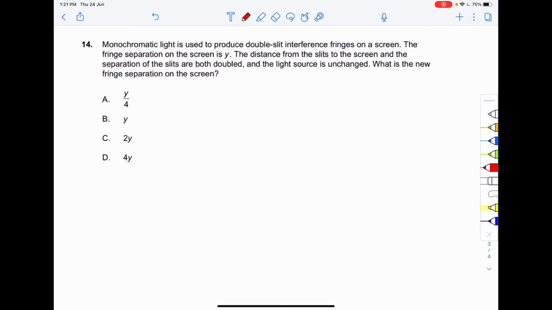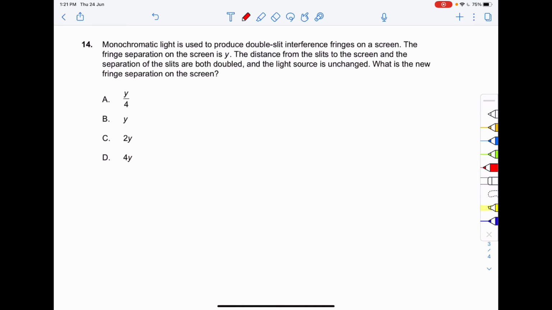So proceeding on to the next question, that is your question number 14. Monochromatic light is used to produce double slit interference fringes on a screen. The fringe separation on a screen is y. The distance from the slits to the screen and the separation of the slits are both doubled, and the light source is unchanged. So we need to find out what is the new fringe separation on the screen.